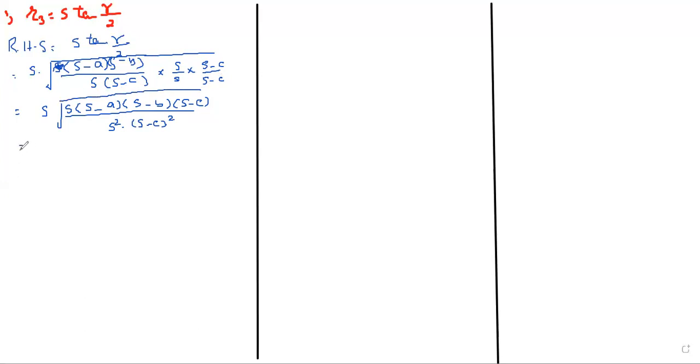Now comes the next step. S times S minus A, S minus B, S minus C will become delta square, and this value is without square. S and S minus C, this is delta. S got cancelled with S, and now this will be delta over S minus C, which is R3. I hope you understand it well.